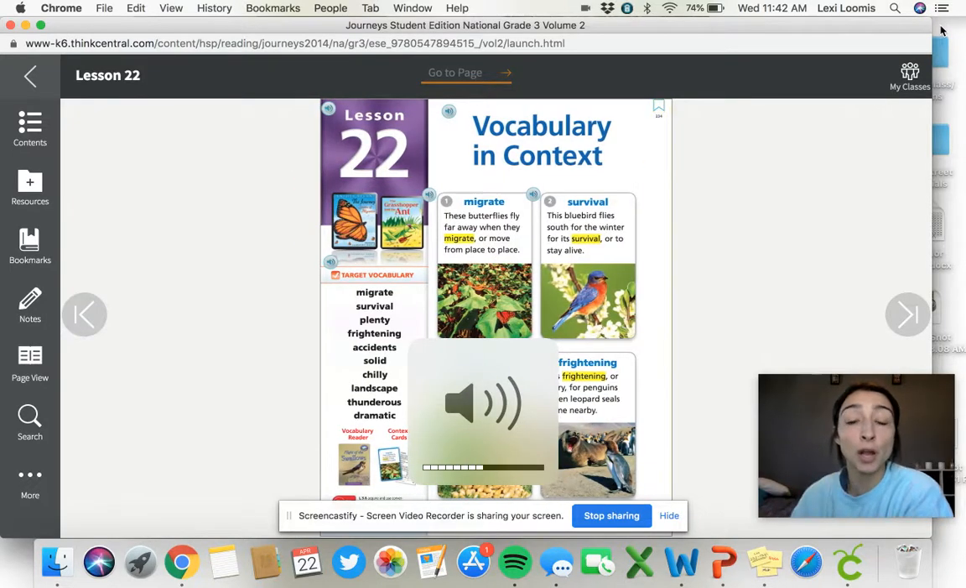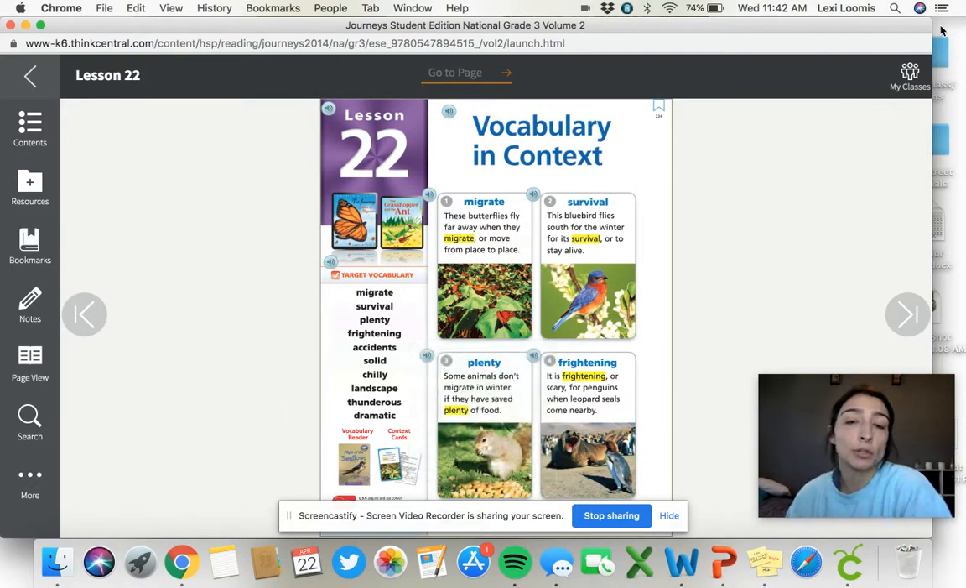Hi, boys and girls. So today we're going to be going into our new story, the story of migration, and then there's also the second story, the grasshopper and the ant. When you are reading these two stories, I really want you to think about similarities and differences between them.